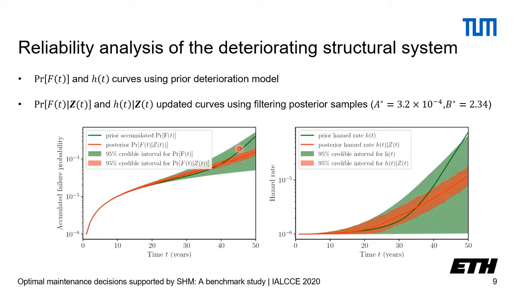On the right-hand side, we are plotting the hazard function curve in the prior and posterior cases. In this figure, we are also including the credible intervals in the graphs to show an estimate of the uncertainty, and it is clearly seen how much less the uncertainties are in the posterior case compared to the prior case, given the monitoring data.